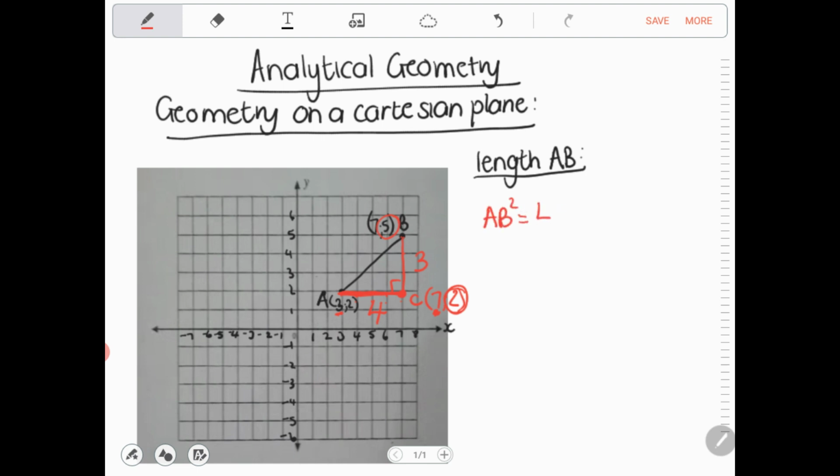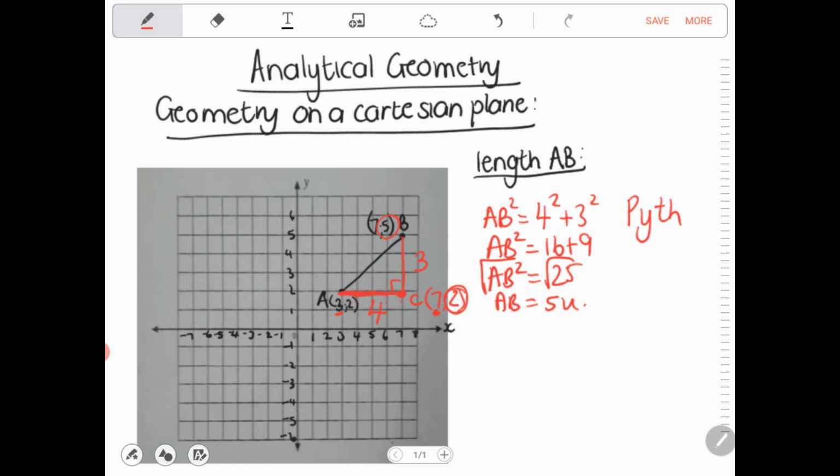It's going to be 4 squared plus 3 squared. And if you know your Pyth triples, you'll already know that AB is 5. But if you don't know your Pythagorean triples, AB squared is 25. Square rooted, which gives me AB is equal to 5 units.